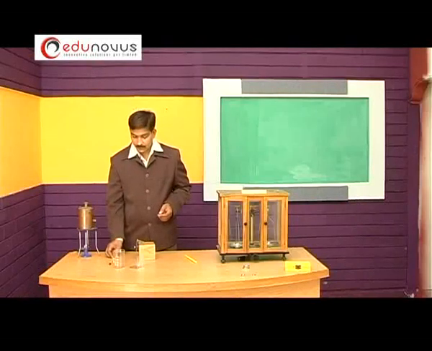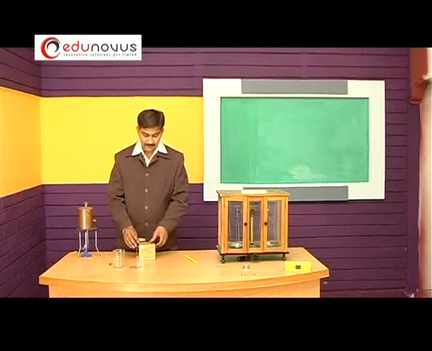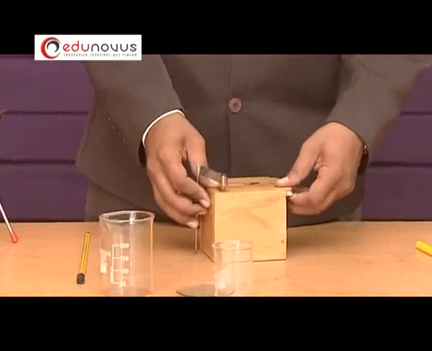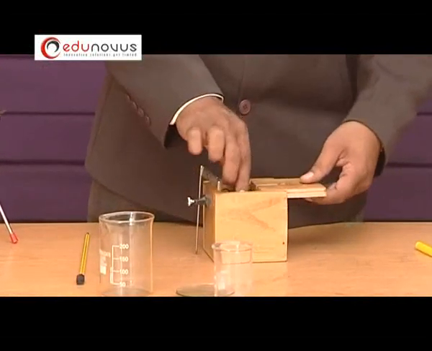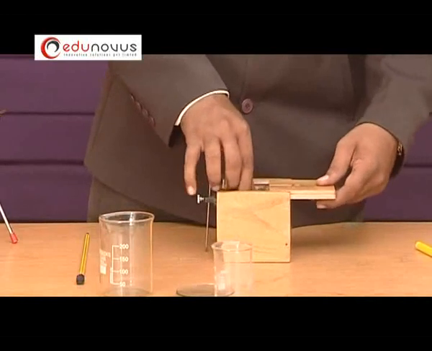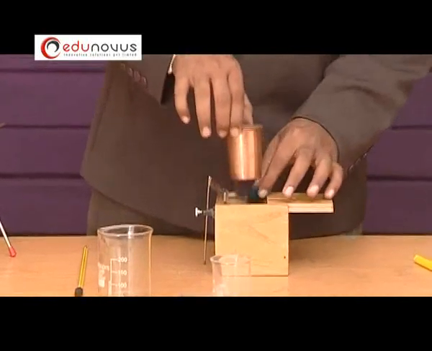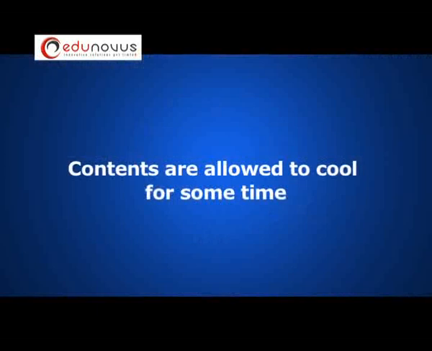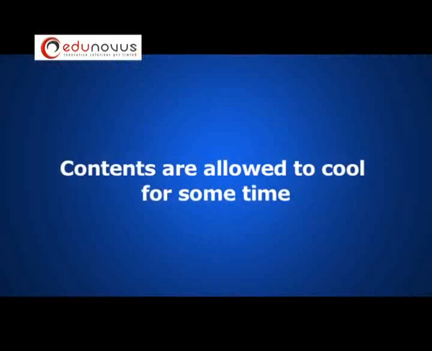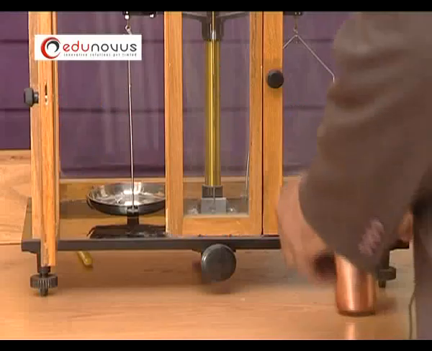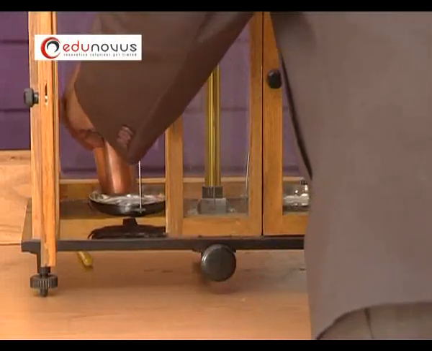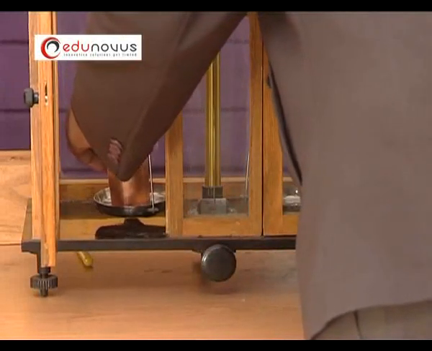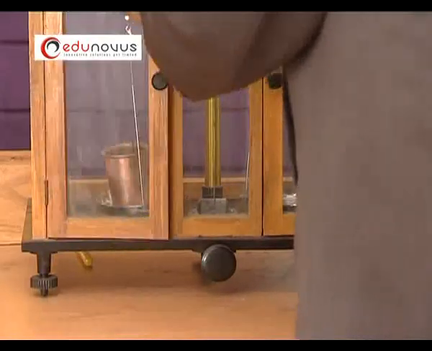Now, after finding the resultant temperature, we have to remove the mixture with the calorimeter from the wooden box. Now we have to determine the mass of the lead shots with the calorimeter and water using the physical balance.